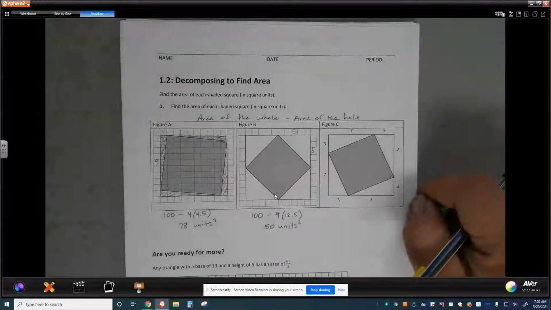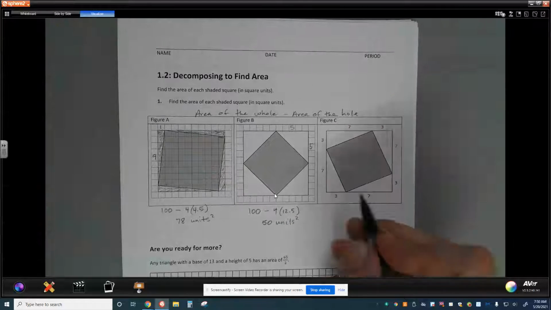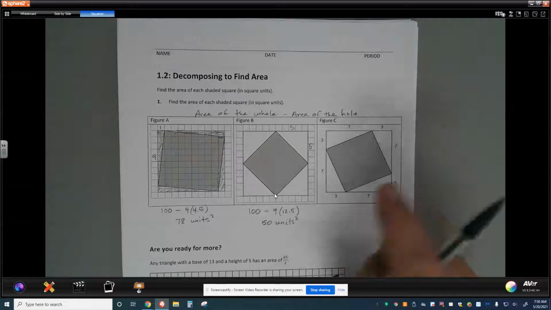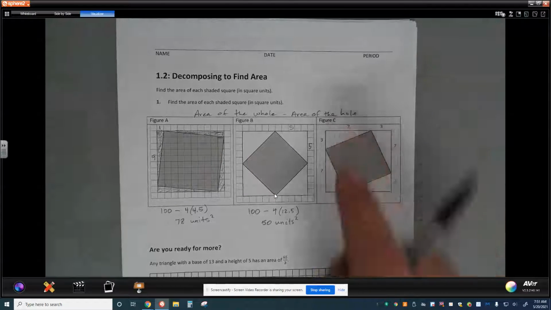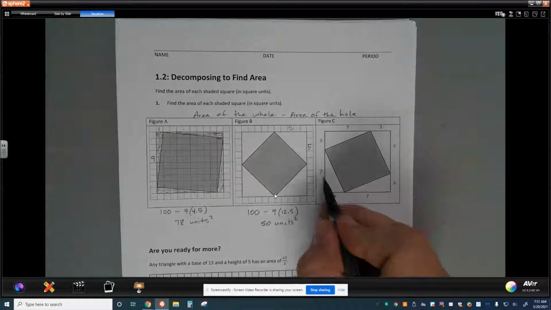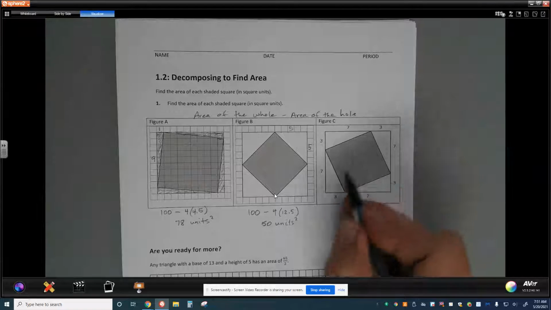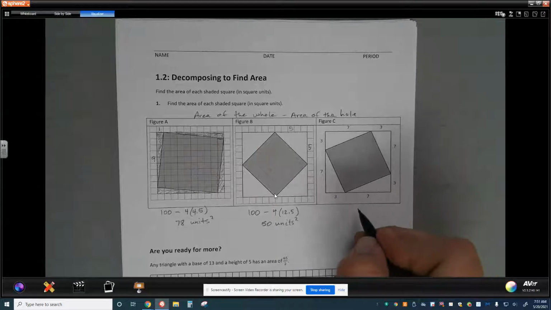Figure C is a little bit different. Figure C gives us the dimensions on the sides, so this is pretty helpful. I can see that I have 4 triangles that are all of the same area, and those 4 triangles of the same area are 7 by 3, or 21. But then we talk about dividing it in half, because it's a triangle, so 21 divided by 2 is 10 and a half.